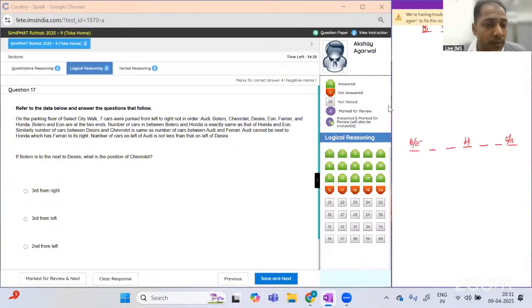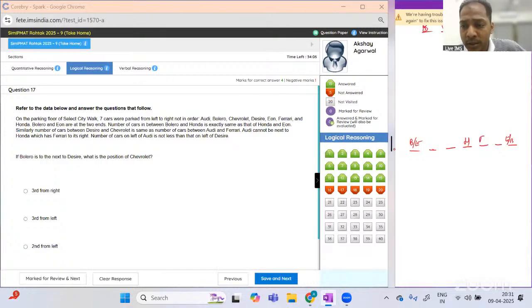Further, what we know is, similarly, the number of cars between Desire and Chevrolet is the same as the number of cars between Audi and Ferrari. Audi cannot be next to Honda. Honda has Ferrari to its right. So here I cannot have Audi. So Audi and Ferrari could have 2 cars in between or no car in between. Okay, if this is the case, then the other 2 would be here.